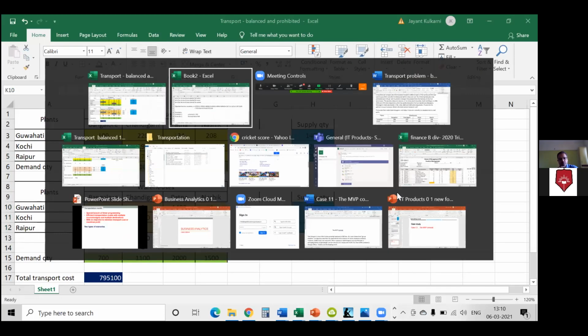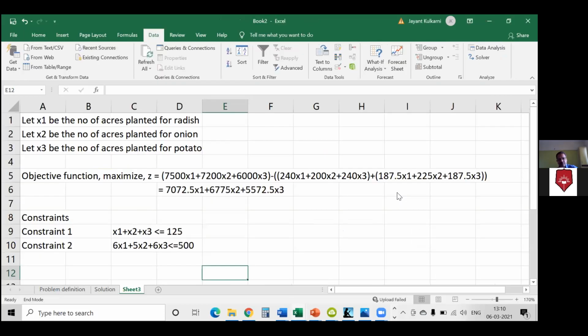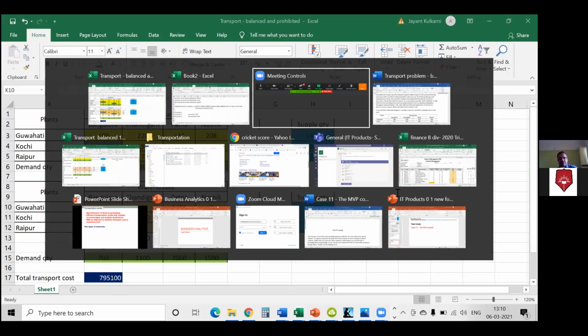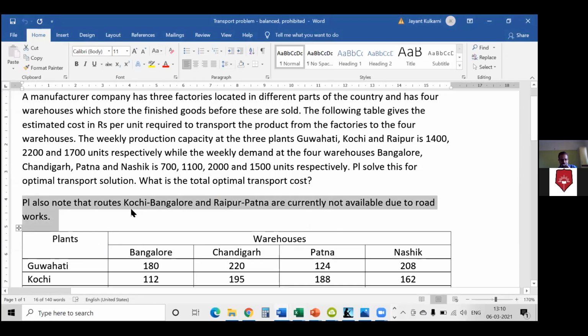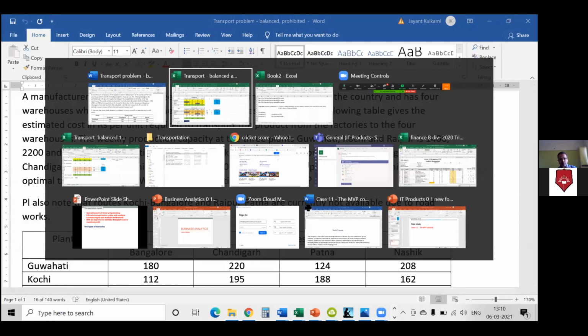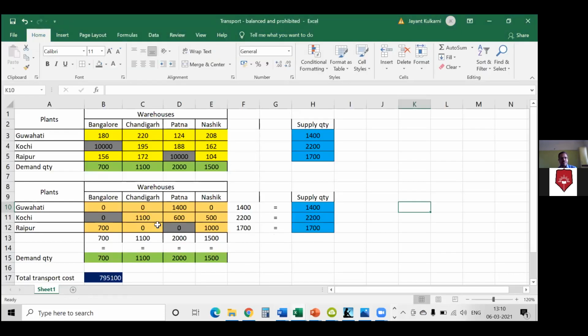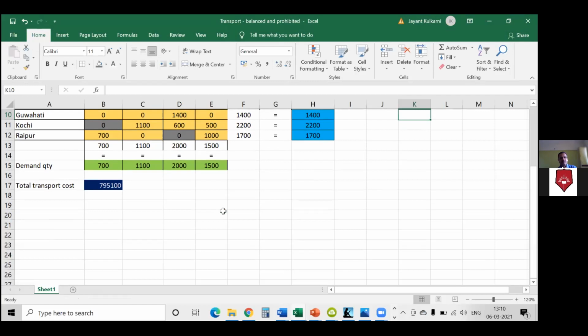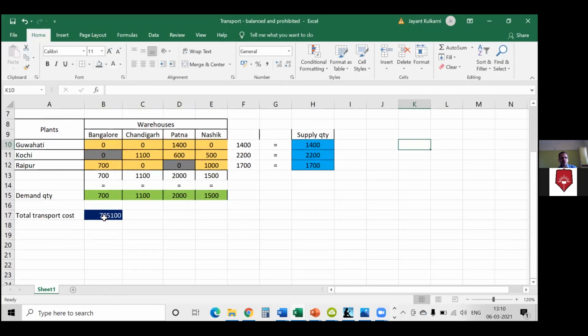That means the condition that was put in the example is met. What was the condition in the example? The condition was that the Kochi to Bangalore route is not available and the Raipur to Patna route is also not available. Are we sending anything on those two routes now? No, we are not. And in the new scenario, my minimum total transport cost has now come out to 7,95,100. So solve this again and just confirm that you are getting the same answer.